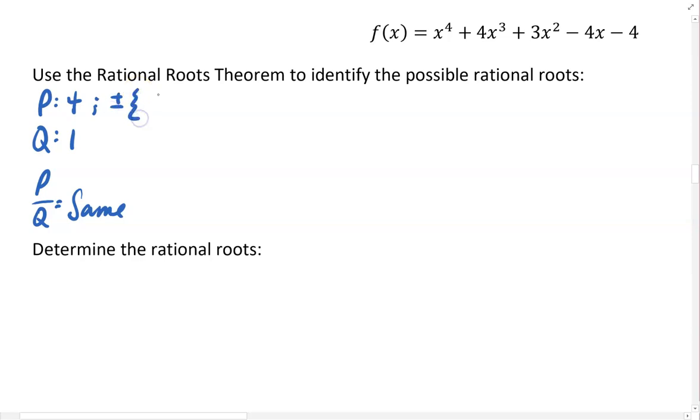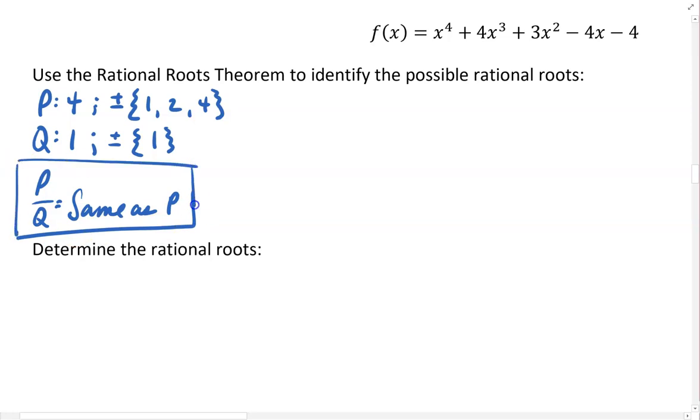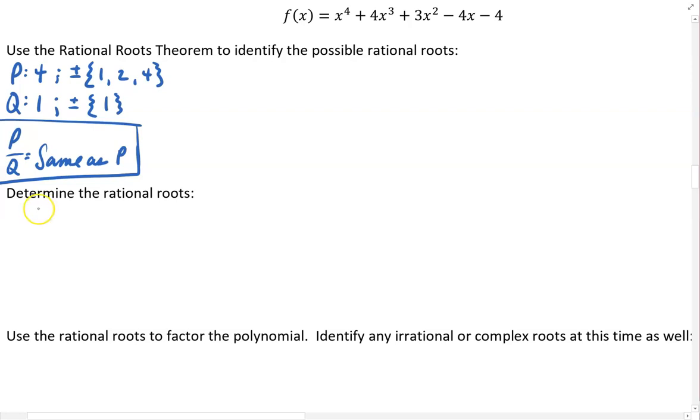Positive and negative 1, 2, and 4. Our q value is 1, so the factors of q are positive and negative 1. And we said a minute ago that p divided by q is going to be the same as our list of p, and it's the same because our q value is 1. All right, so our rational roots.